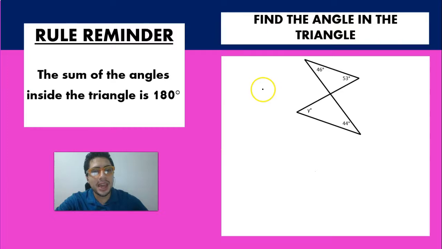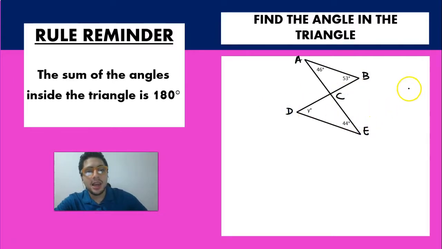In this second problem, we actually have two triangles, right? So we're going to name it A, B, C, D, E, right? And we have two triangles. We actually have triangle ABC, and we have triangle DEC, right? So we're being asked to find angle CDE or Y degrees, right?